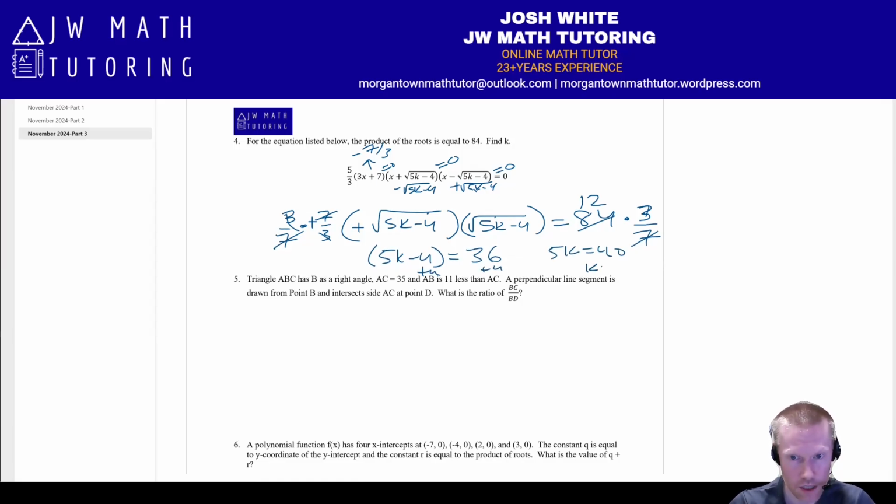5k equals 40. K is going to equal, divide by 5. Let's move this over here. K is going to equal 8. Okay, so the product of the roots for this problem being equal to 84 means that k must equal 8.